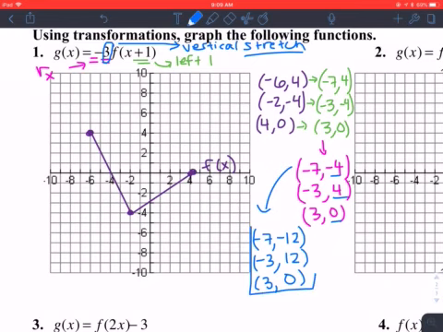Our final graph would be these points. So we've got a point at (-7, -12), so it's a little bit off the graph, (-3, 12), so again that's off the graph, and then (3, 0). Now before I connect these, I don't really know which point was my pivot point, so I need to trace it.